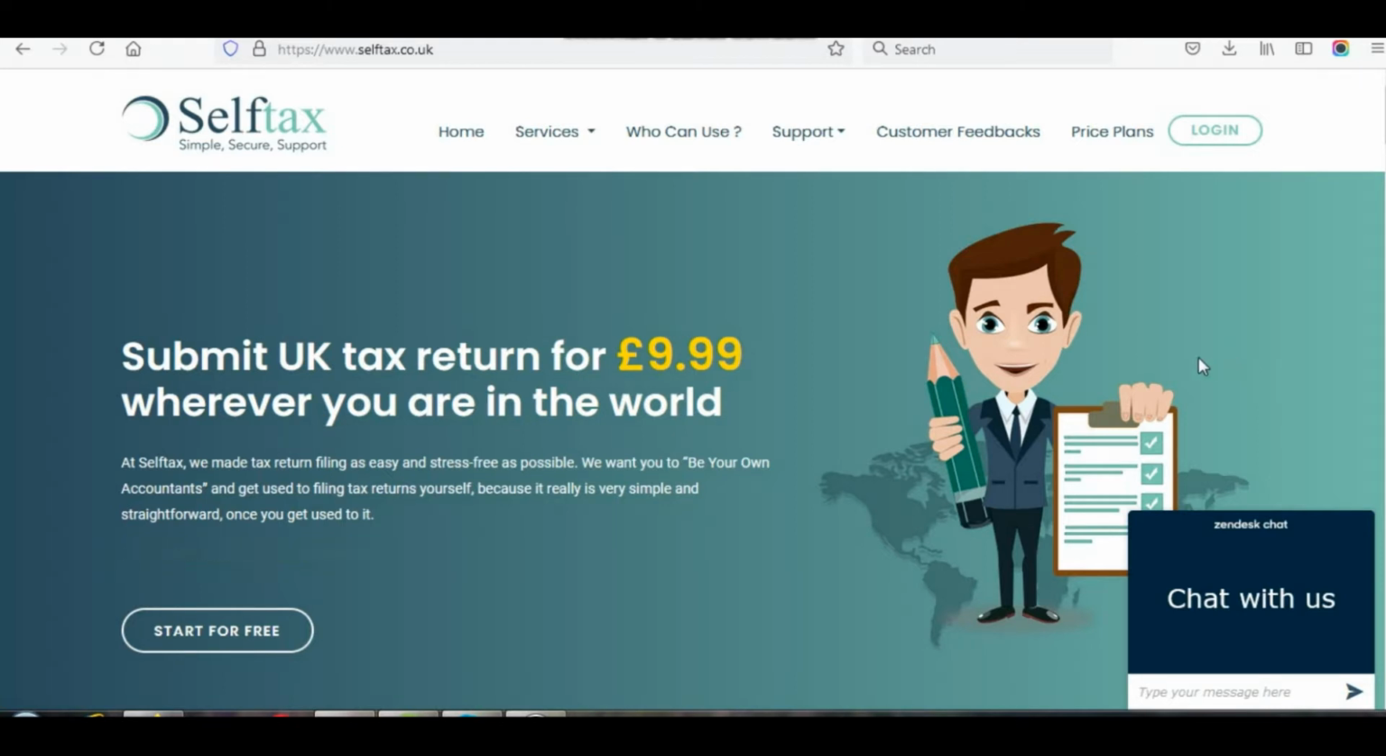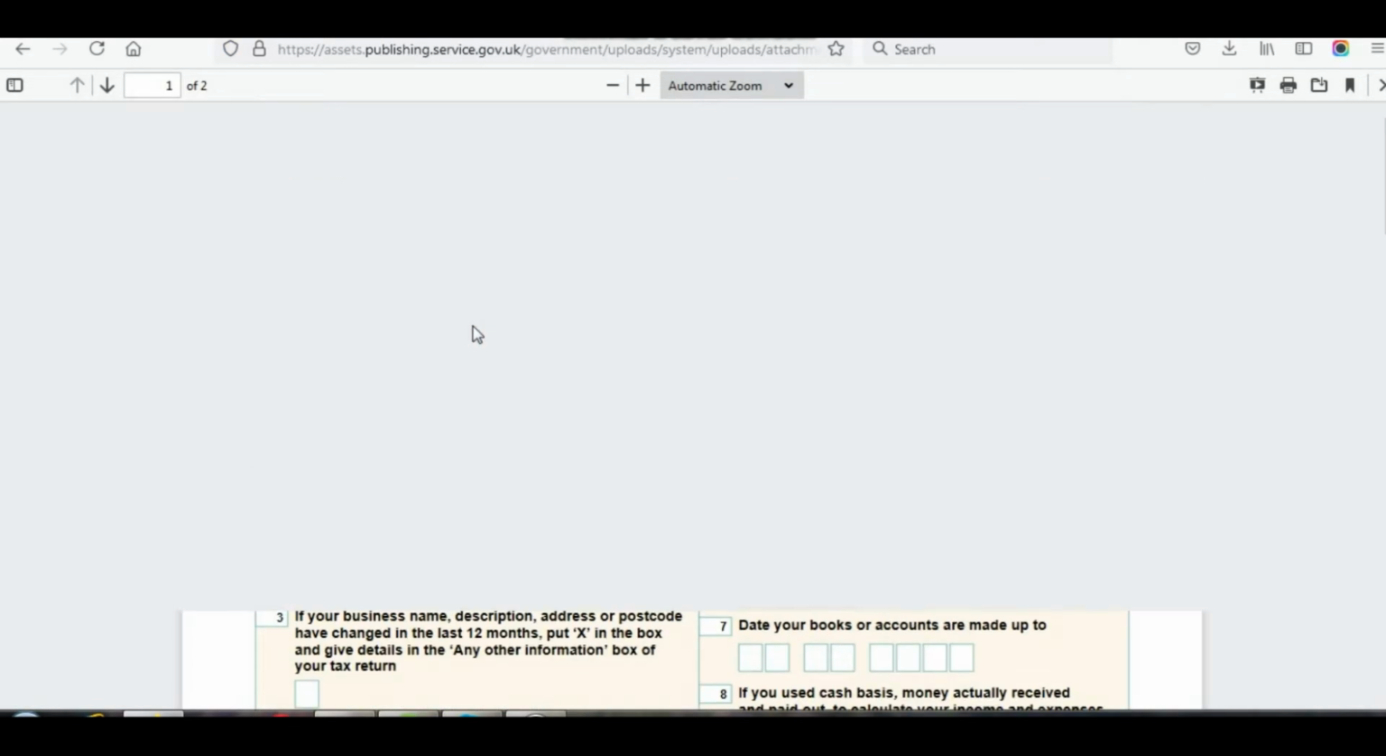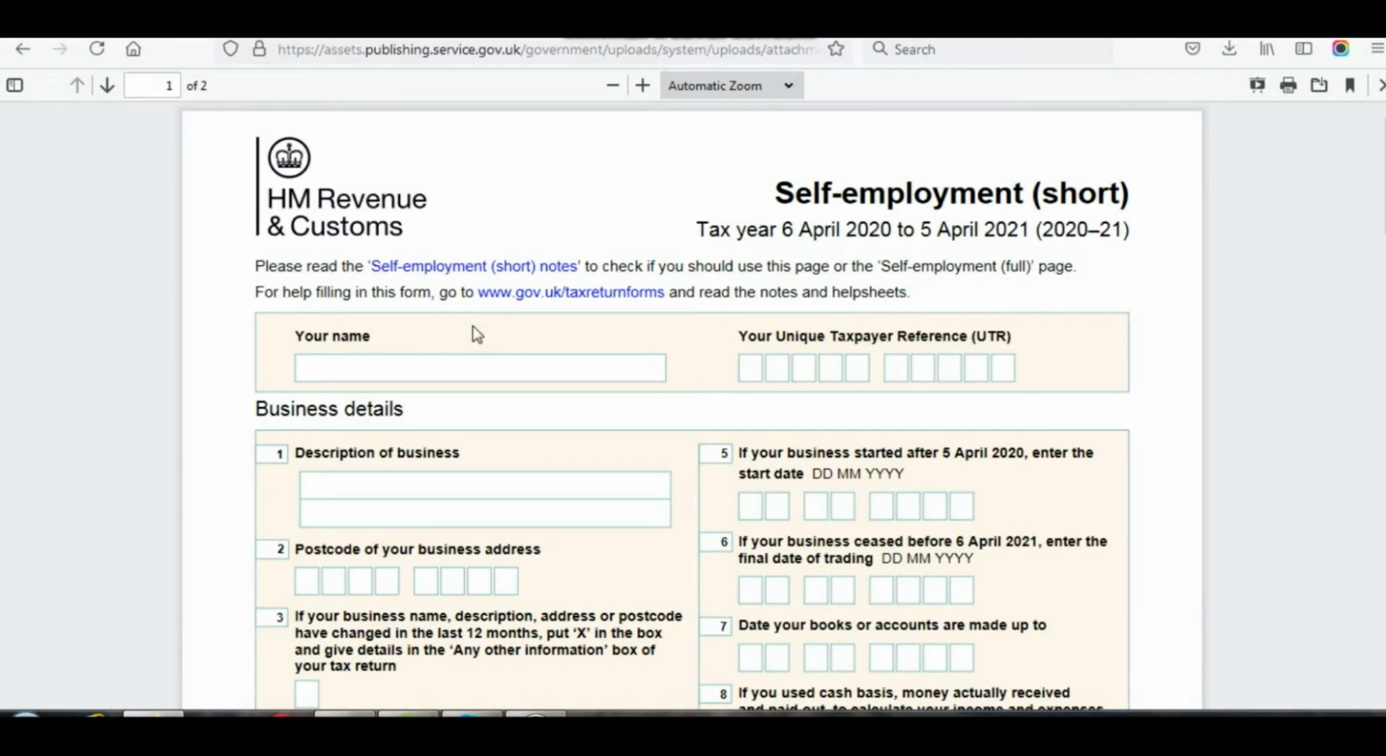Now let's just see what new boxes HMRC had included in self-assessment or in partnership form for tax year 2021, where you could include those payments. Remember, the deadline for sending the paper tax return is 31st of October 2021, and if you miss that deadline, you can still submit your return online on or before 31st of January 2022, and of course you can use our platform to submit your online tax return to HMRC.